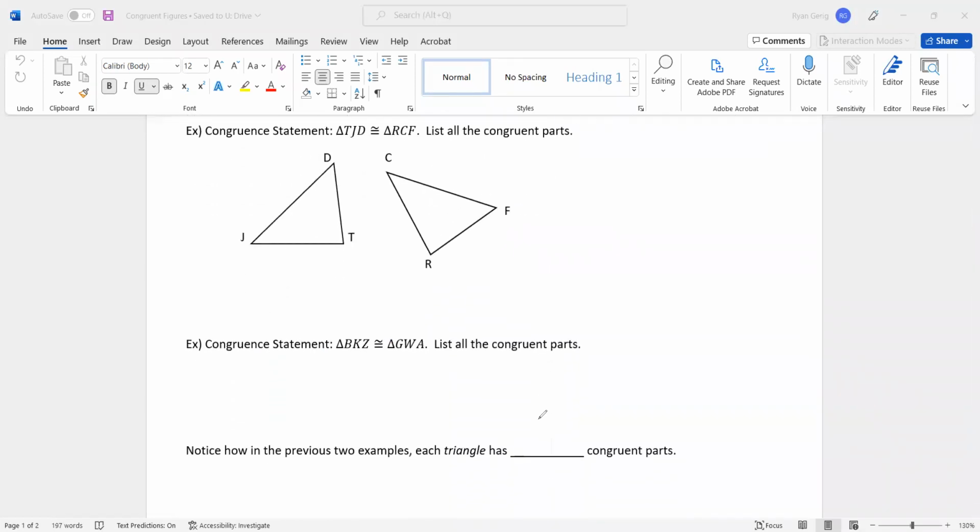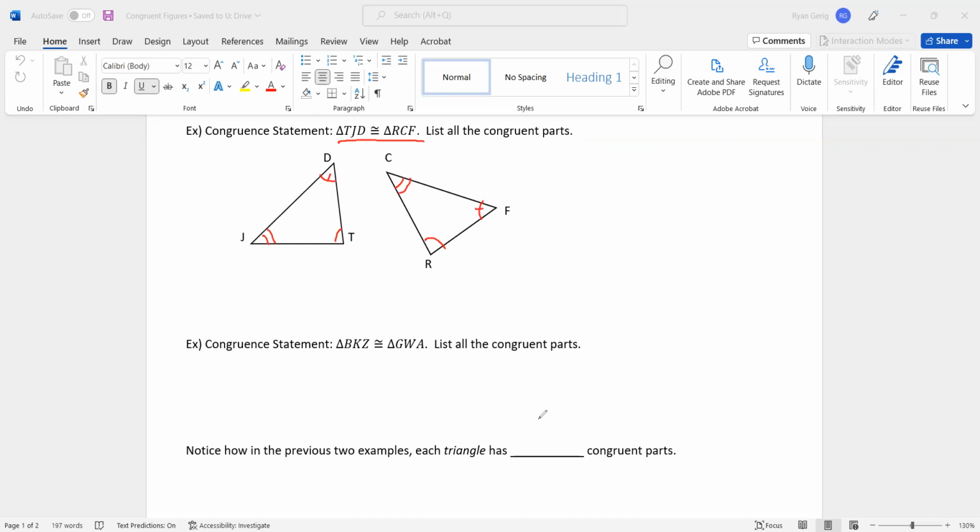This one, I'm giving you a congruent statement. I'm telling you triangle TJD is congruent to triangle RCF. List all the congruent parts. Well, I'm going to mark these, since I know they have to be in the right order. T has to match up with R, so I'm going to mark that. T matches up with R. J, I'm going to use 2 lines this time, matches up with C. And then D matches up with F.